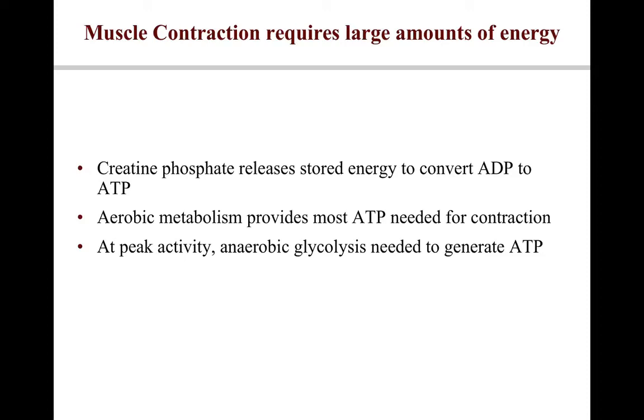And fourth, a blood pH within normal limits is required. So these are the four factors that are absolutely required in order for a muscle to work properly. Number one, energy reserves. Number two, blood supply. Number three, oxygen supply. And number four, a normal blood pH.